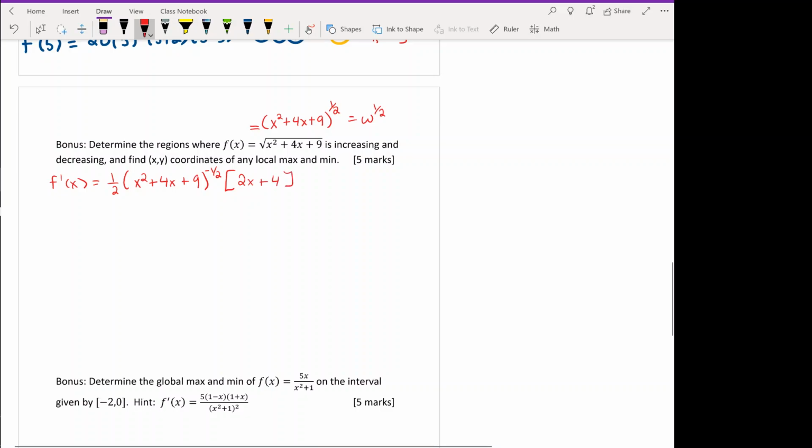I can rewrite this. This is 2x plus 4 on top, and the 2 downstairs from the 1/2, and then that power negative 1/2 around the x squared plus 4x plus 9, that's a square root. The fact that it's negative means it's a square root downstairs. Okay, and then you can common factor the 2 from the top, and then divide the 2 by the bottom, and you're left with x plus 2 over the square root stuff.